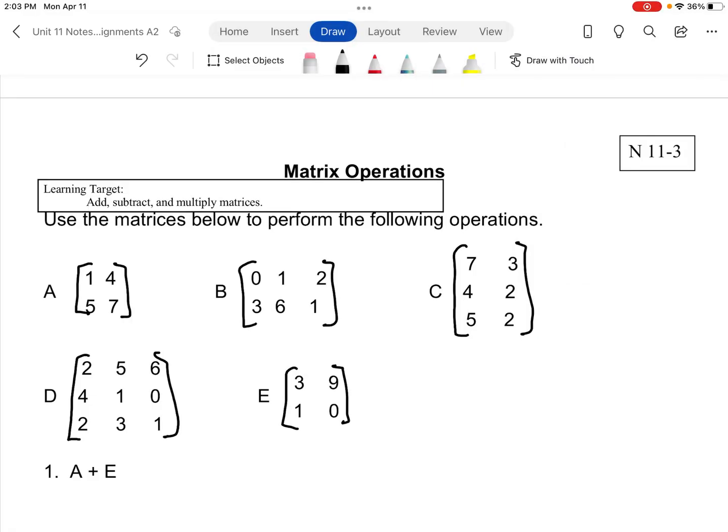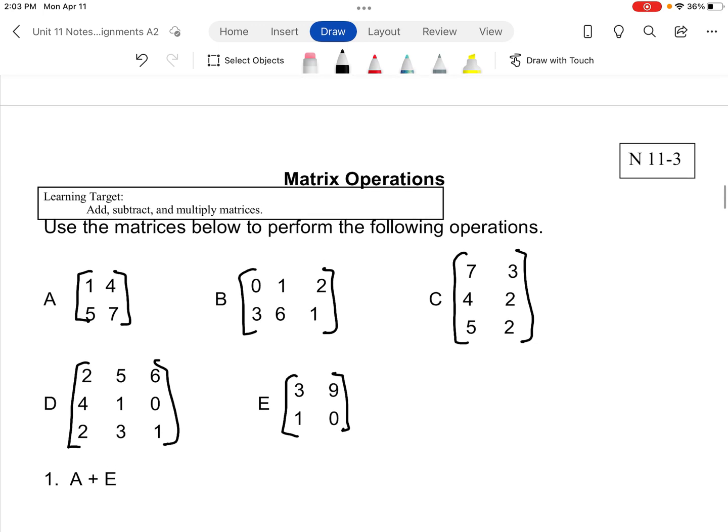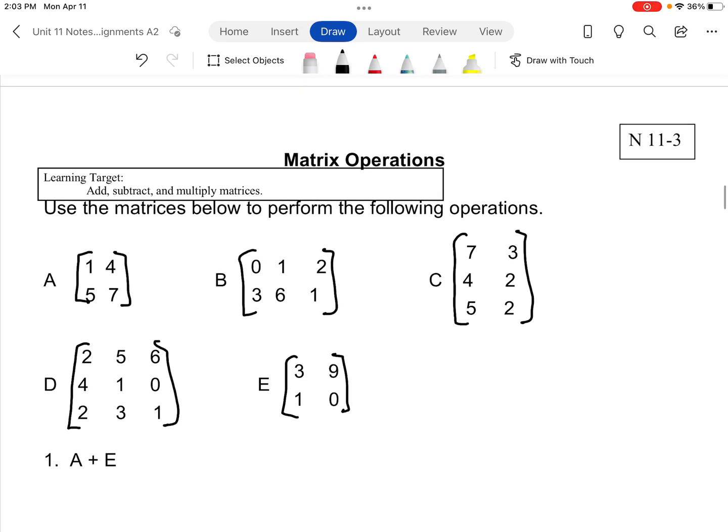Hey guys, welcome to 11.3 Notes. So the first day of our matrices chapter, we learned how to add and subtract matrices. Yesterday and then the day before that, we learned how to multiply matrices, and that was fun. So we're going to take the next couple of days to practice those three skills: adding, subtracting, and multiplying. All right.